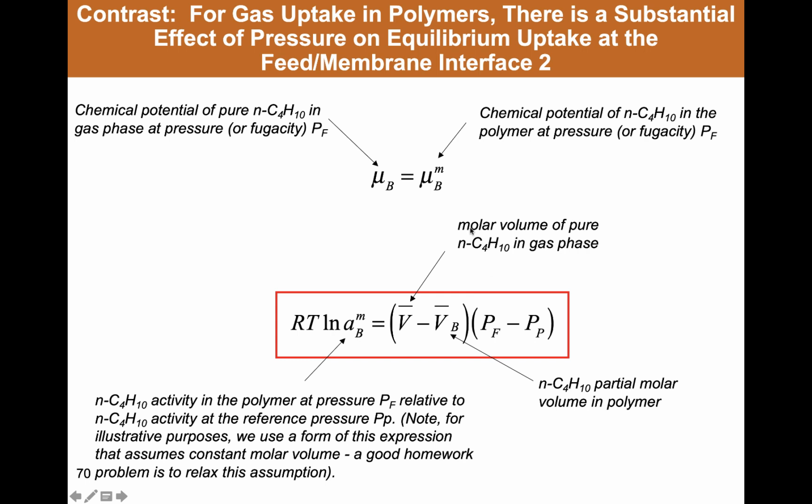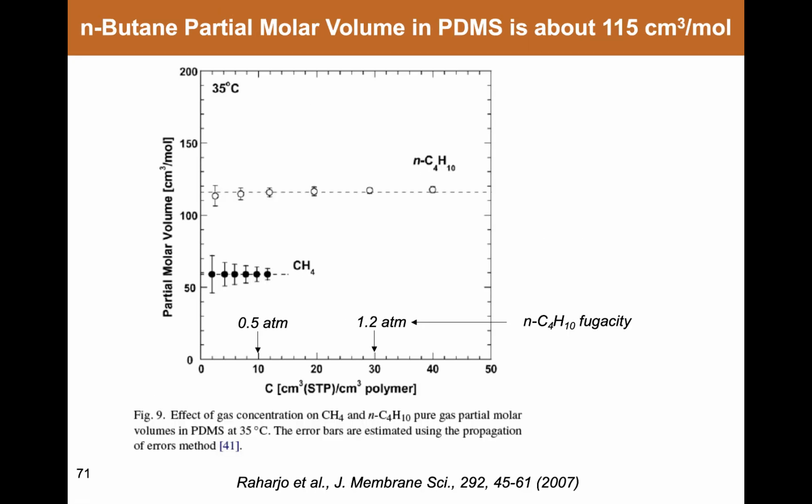Now we will compare the molar volume of butane with the partial molar volume, and this is going to turn out to be the key difference. The partial molar volume of butane in silicone rubber has been measured. It's reported in this article, and it's on the order of 115 or 120 cc's per mole. That's the partial molar volume of butane in PDMS. Measure that through swelling experiments.